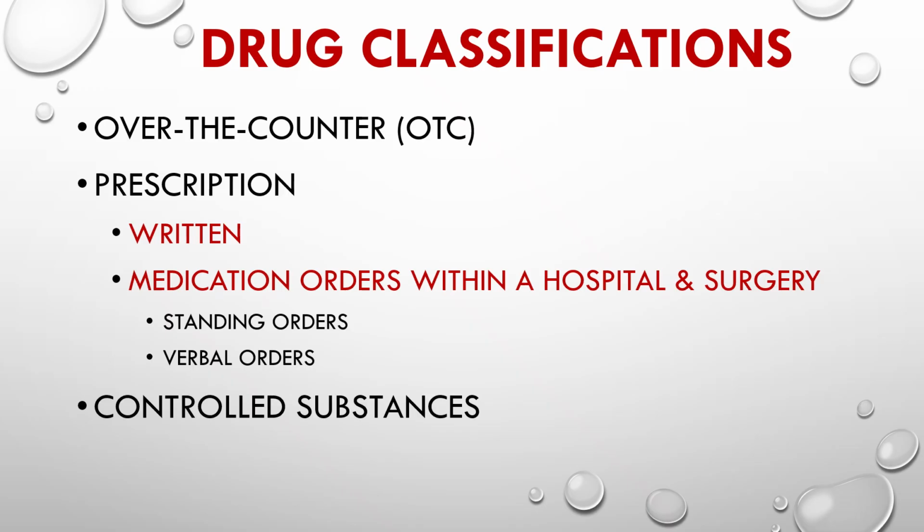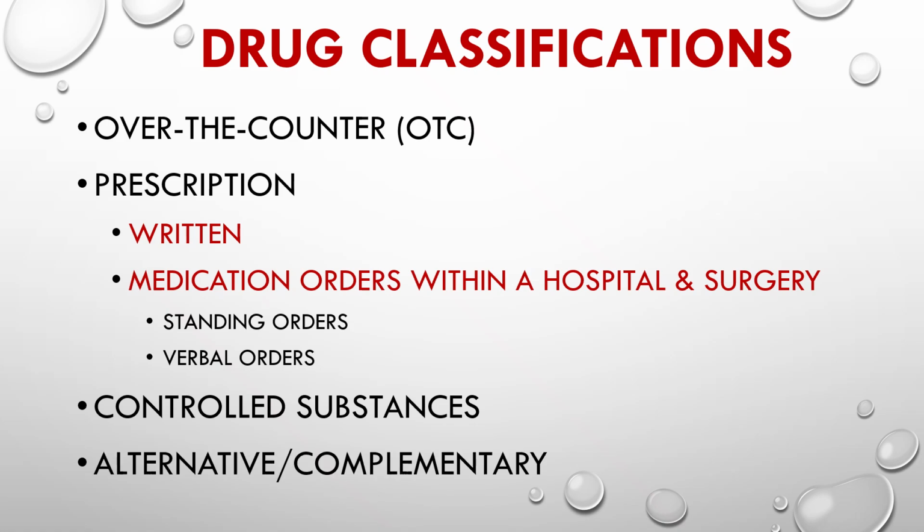And we also have controlled substances, which are prescription. So those kind of go together because all controlled substances, if they are legal, would require a prescription, but they do get their own classification. And then our alternative or complementary classification.